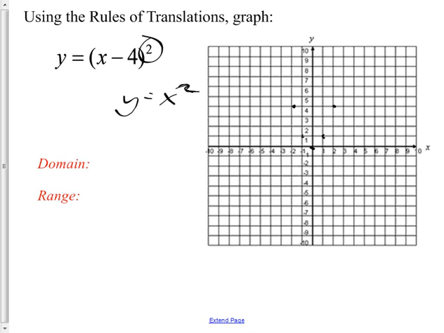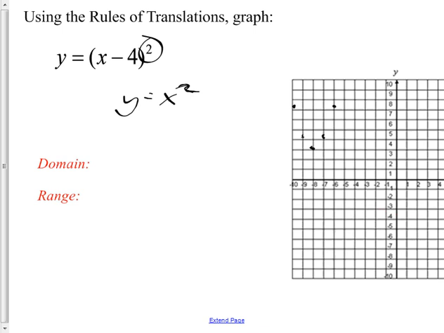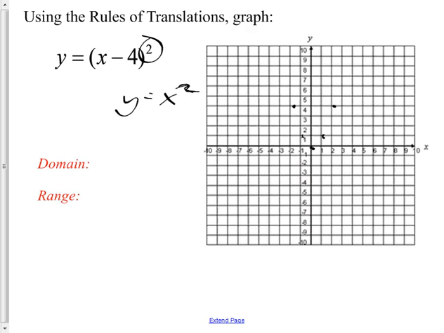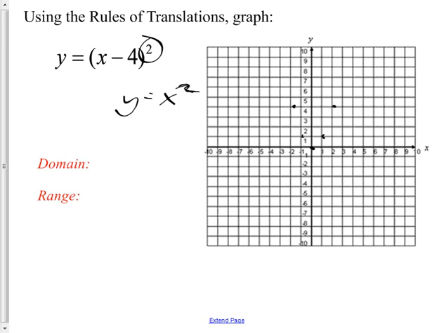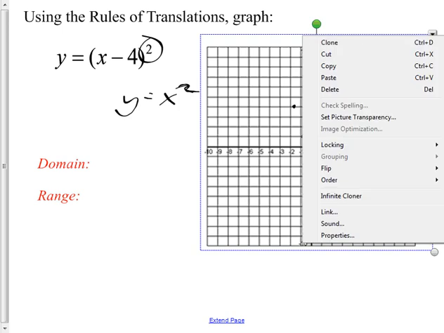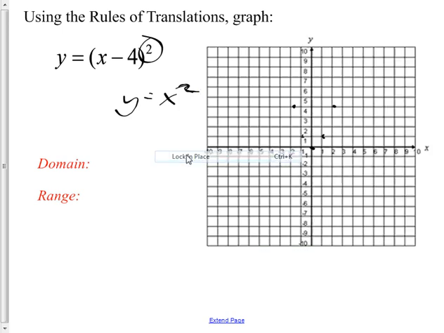Okay, there's my parent parabola. And if you want, you can use your iPad functionality to clip this thing, grab a hold of it, and move it. So if I were to grab this, I can actually move the graph. Let me lock that down. Lock in place. Grab these points. Where do I want to move them? 4 to the right. So I can grab them and move them 4 to the right. There. All my points have been moved 4 to the right.